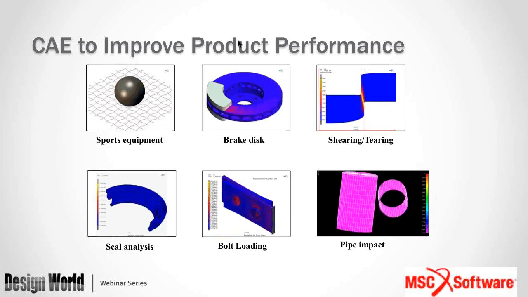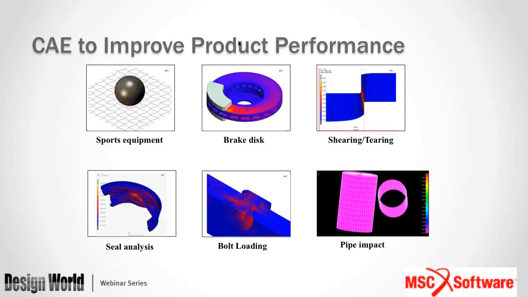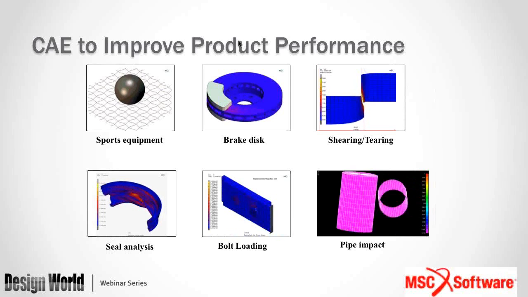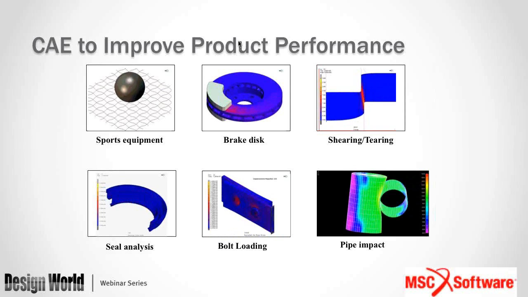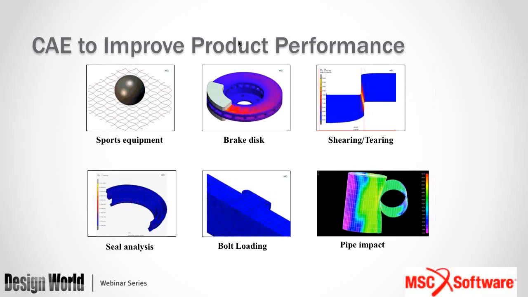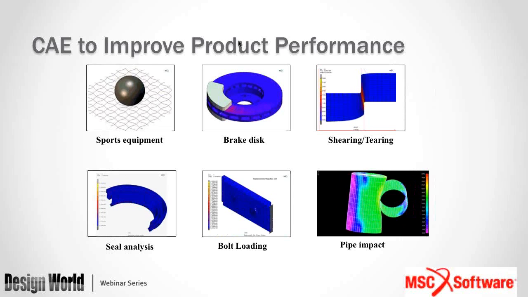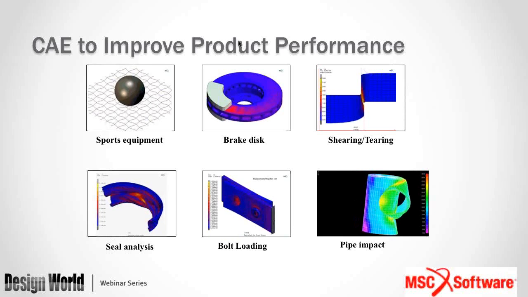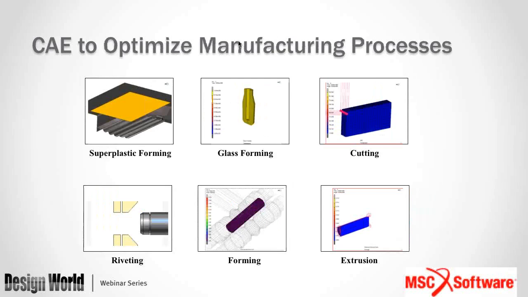At the bottom, you see a washing machine seal analysis. Here, the manufacturer wanted to know whether and how the seal would buckle and how they could prevent it. You also see a couple of other examples with bolt loading and shearing, and a pipe impact example. In these examples, you see how a product would perform under design conditions.